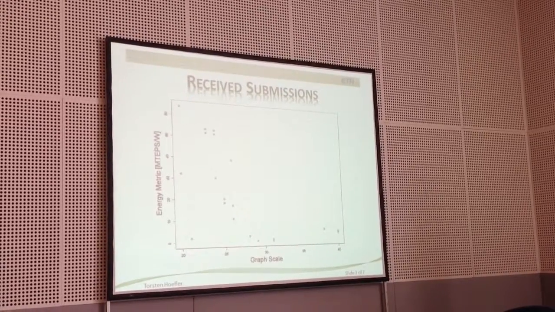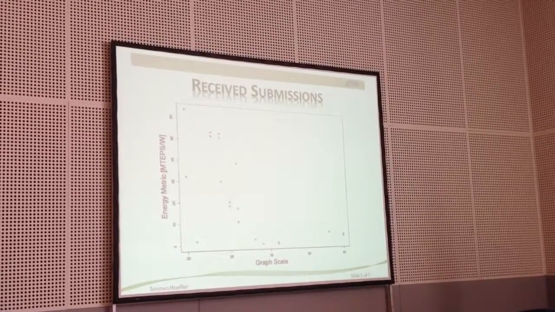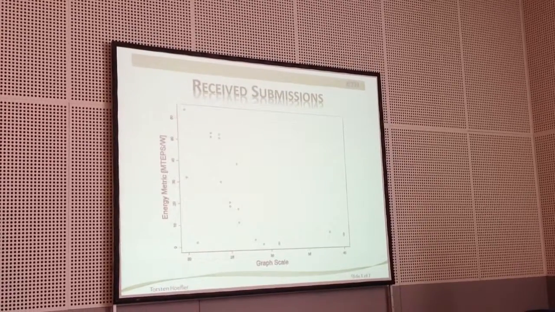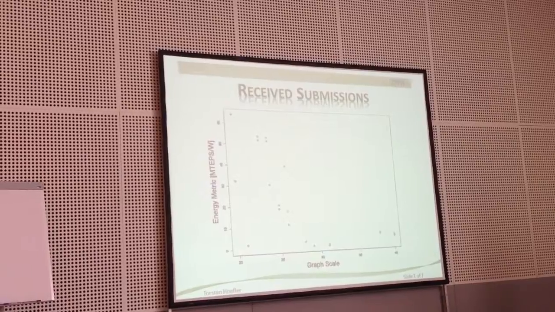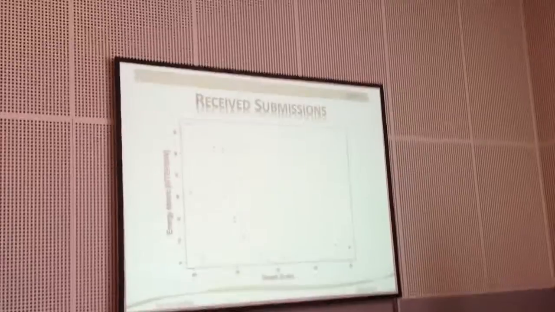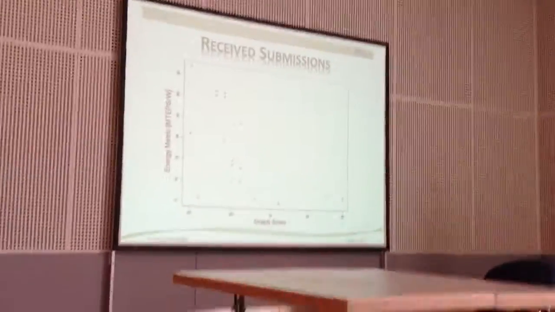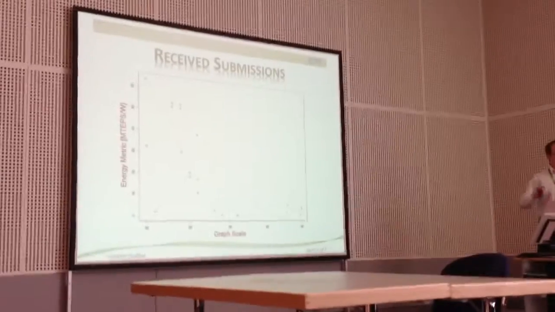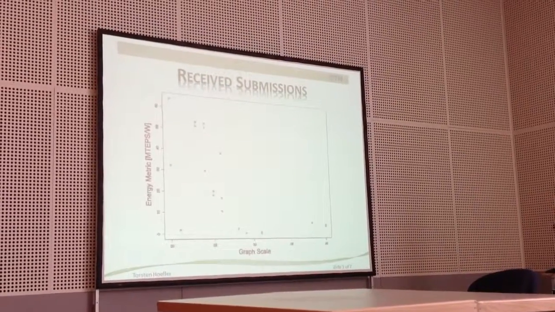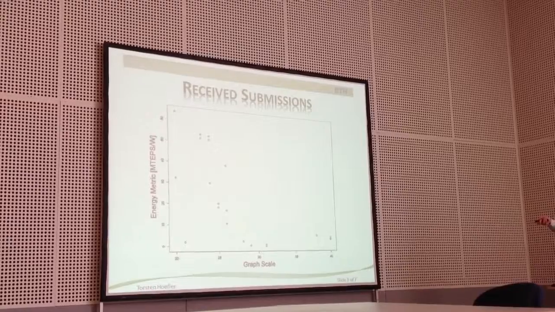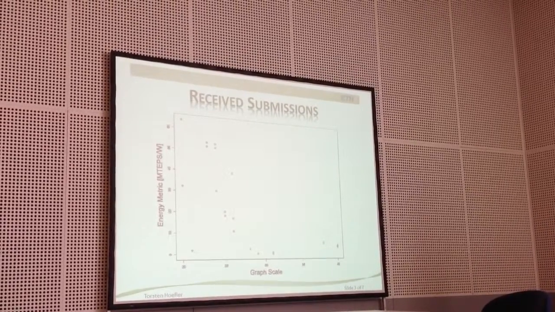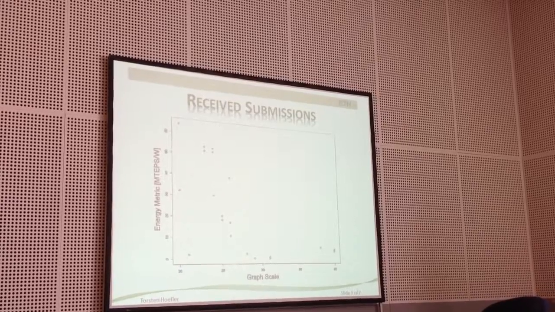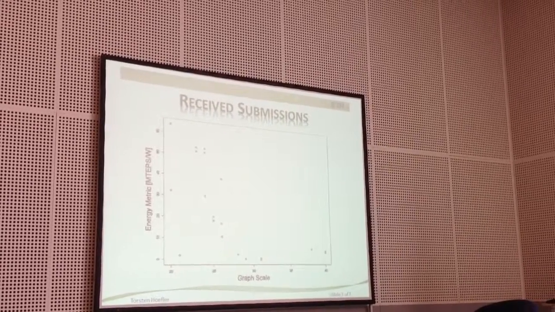So let's get right into the received submissions. This is just a scatter plot of the submissions that we received this year. There were a little bit more than 20. The x-axis is the graph scale, pretty much like David has shown in his plot. There it was gigabytes per gigabytes, but it's really the same scale. And then we have the energy mapping here, which we measure in megaTEPS per watt. So it's not giga, it's megaTEPS per watt, because it's not that power efficient.